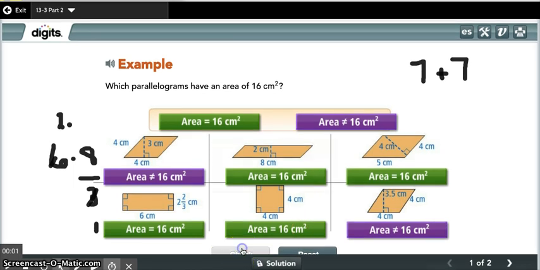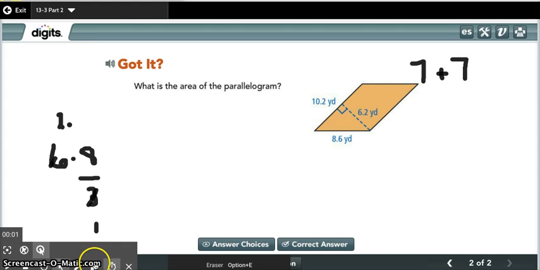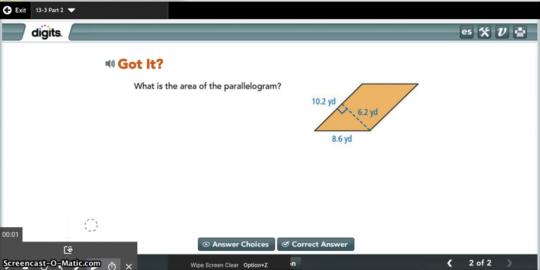Let's go ahead and check our work. Awesome, we got it. I bet that it's your turn. It is. It's your turn on the Got It. So let's go ahead and complete this Got It in your book. Actually, you go ahead and try it on your own, and then we'll come back and discuss it together.